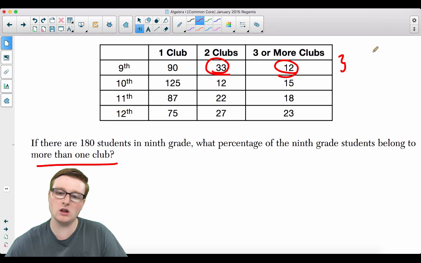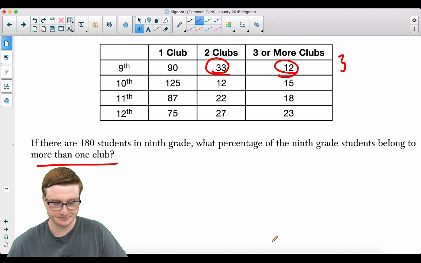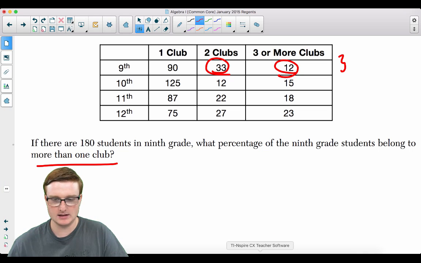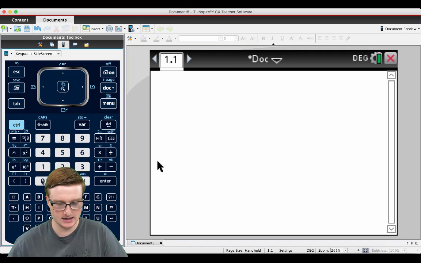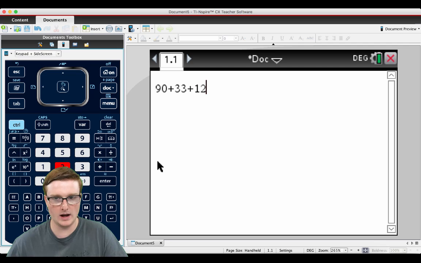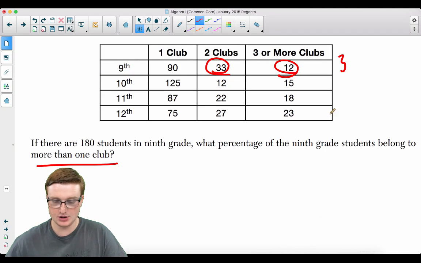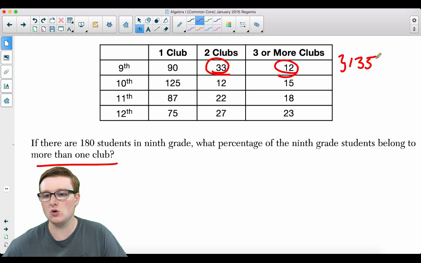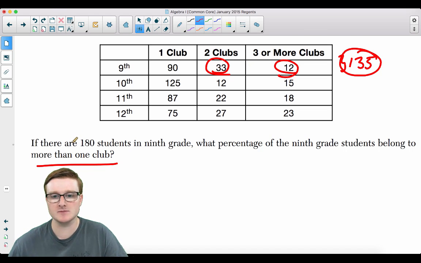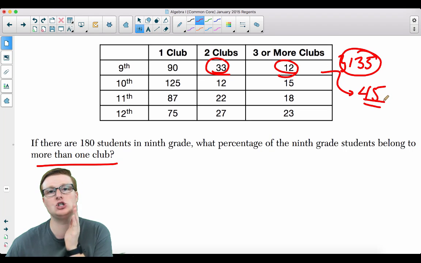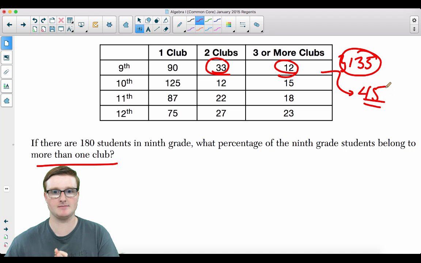Well, that's a total of how many people? Well, let's see. If I go here, 90 plus 33 plus 12. There are a total of 135 people who were surveyed in this section, but there are 180 9th grade students. Now, of these 135 people who participated, there are 45 people who belong to more than one club just based off of this survey.